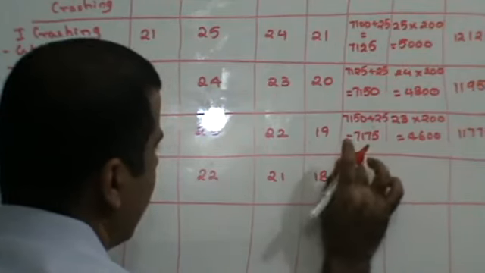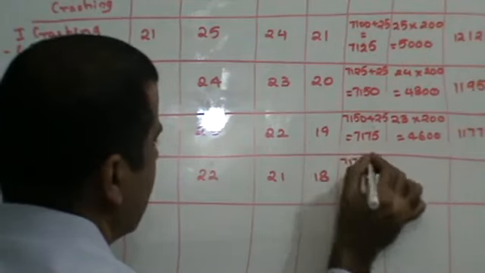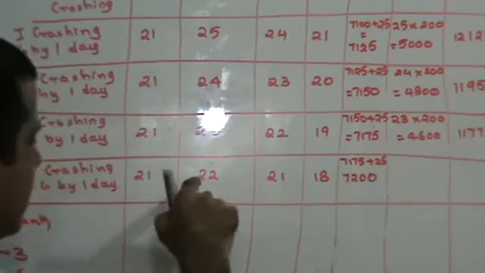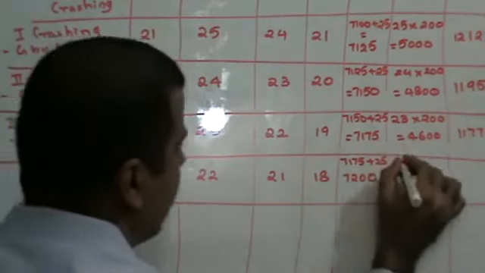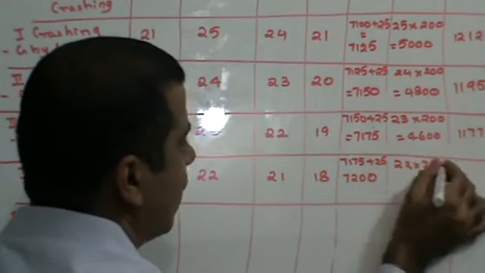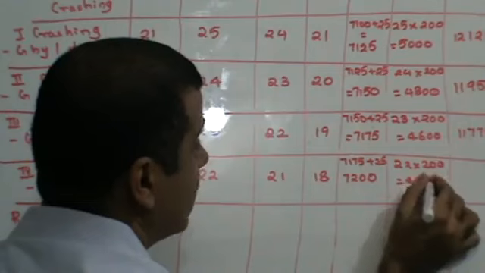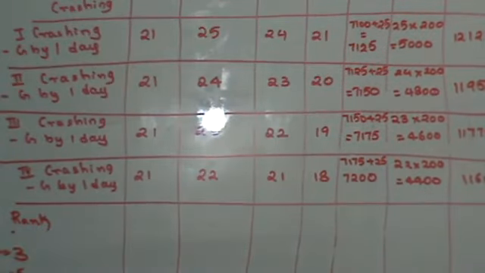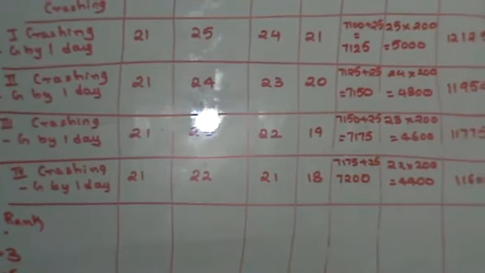7175 is already my direct cost, plus 25, 7200. My project completion time is 22 days into 200, 4400. So 11,600. Right? Okay. So G has been crashed.